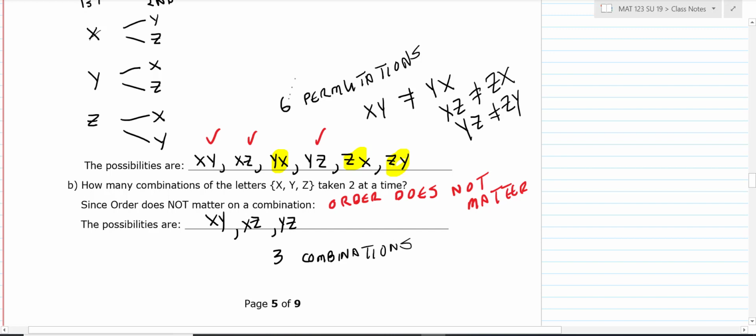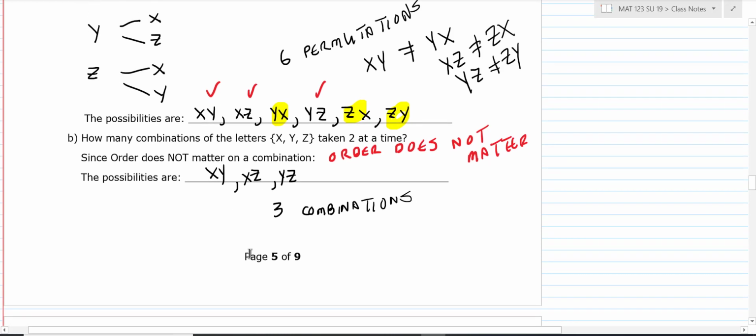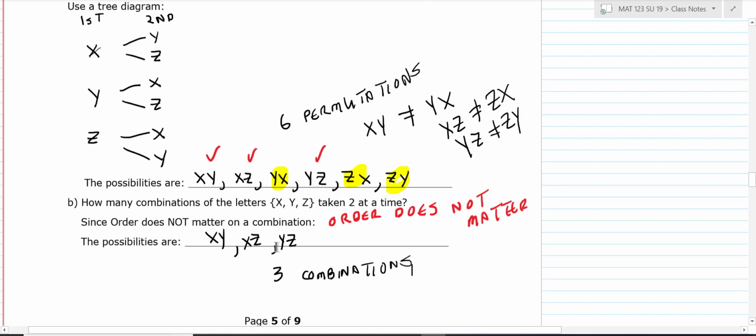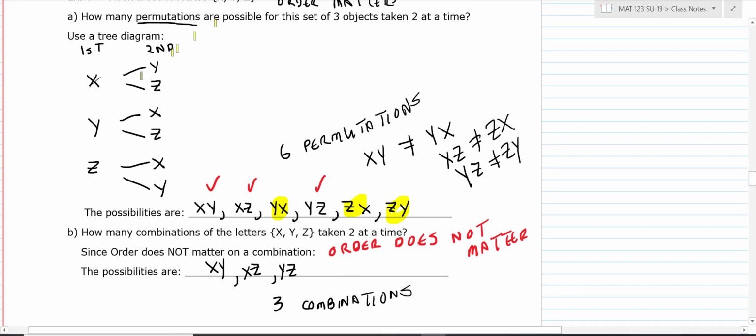Now you're not always going to end up with half. Sometimes students see this example and think, okay, 6 permutations, 3 combinations. It depends on the situation, so you don't want to jump to conclusions there. That's the idea. So actually, what happens is the XY counts, the XZ counts, and then the YZ counts. Everything else we don't count.